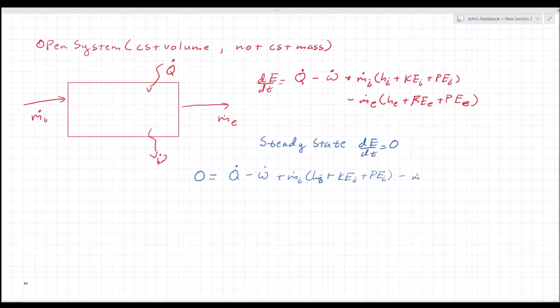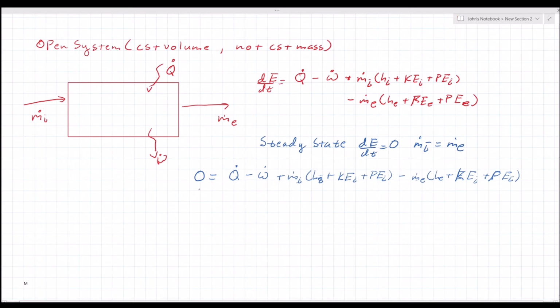minus the mass flow rate leaving the system times the enthalpy it brings with it, the kinetic energy it brings with it, and the potential energy it brings with it. And with steady state, that should also mean that the mass flowing in equals the mass flowing out, which means these two are now the same.